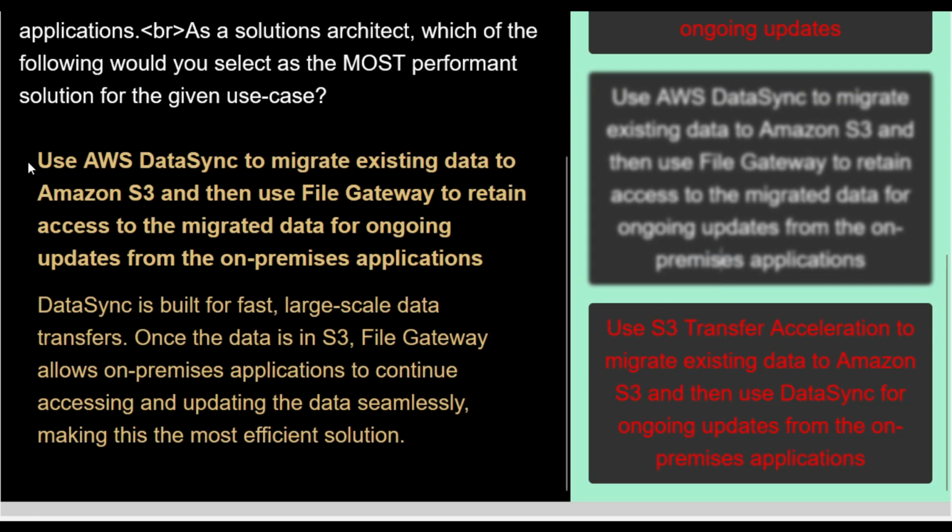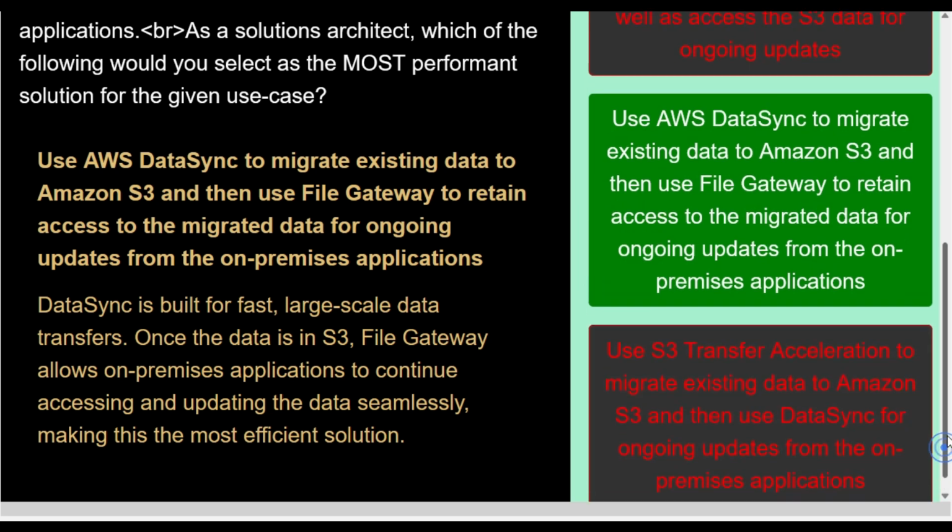Let us see option 3. Use AWS Data Sync to migrate existing data to Amazon S3 and then use File Gateway to retain access to the migrated data for ongoing updates from the on-premises applications. So this option, let us see. Data Sync is built for the fast, large-scale data transfers. Once the data is in S3, File Gateway allows on-premises applications to continue accessing and updating the data seamlessly, making this the most efficient solution. So, what is our correct answer? Correct answer is option 3.